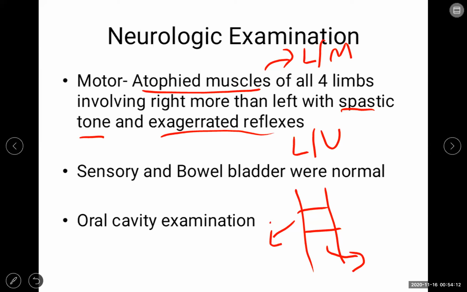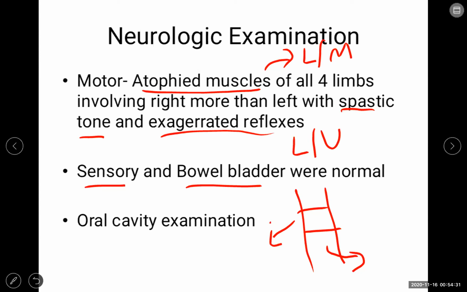On further examination, we see that sensory and bowel and bladder patterns were normal. So whatever disease this is, it is involving only the motor system, sparing sensory and other systems. The patient also had a typical oral cavity examination finding, which I'll talk about once we land on the diagnosis.